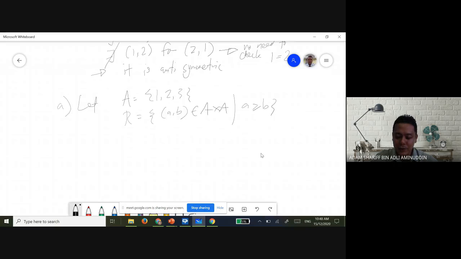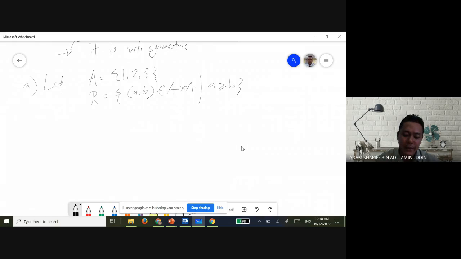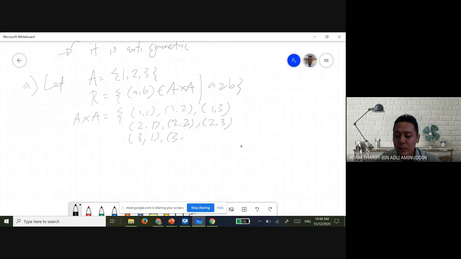In the previous lecture, I said that the easiest way for you to do this is to do the Cartesian product first for every element. 1, 1, 2, 2. Nanti tak nampak. 1, 1, 1, 2 dulu. Cartesian product senang. Semua boleh jawab itu quiz. 2, 1, 2, 2, 2, 3, 3, 1, 3, 2, 3, 3. Although it is not really compulsory for you to do the Cartesian product if I ask about the relation.